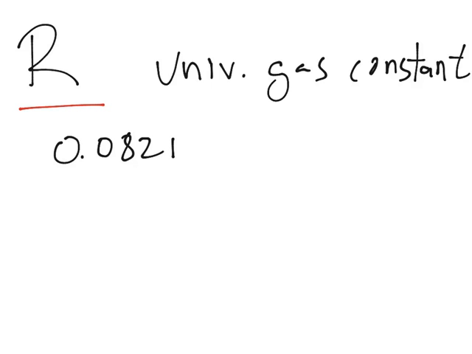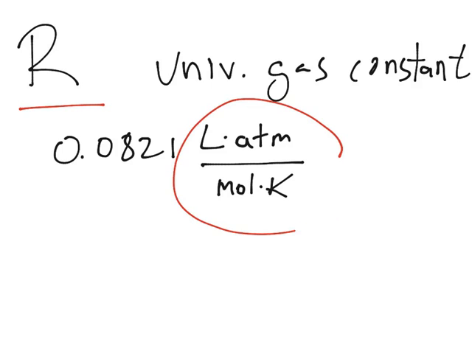0.0821 liters times atmosphere over mole times Kelvin. So what this is telling us is that we'll want to have our other variables in these units. So that's why we want to have volume in liters, and pressure in atmospheres, and the moles will stay the same. And I didn't really talk about temperature, but I'll talk about it later.